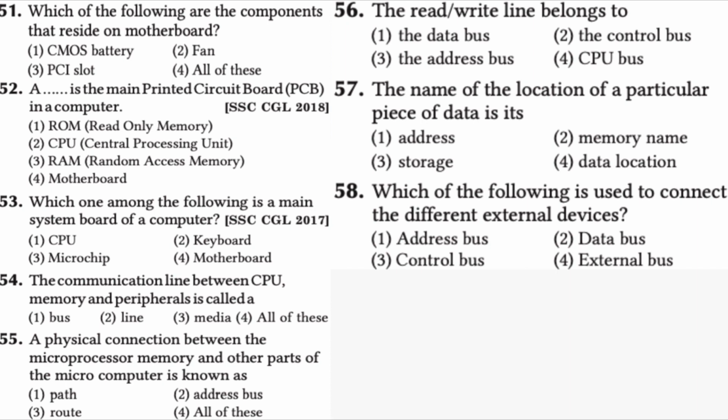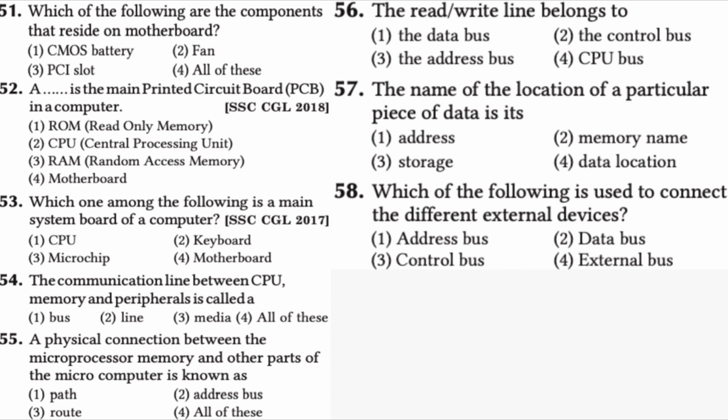Moving on to question 53. Which one among the following is the main system board of a computer? Here, the correct answer is 4. Motherboard. The motherboard serves as the main system board of a computer, connecting and integrating various hardware components.